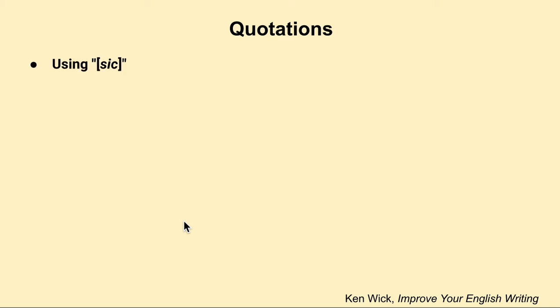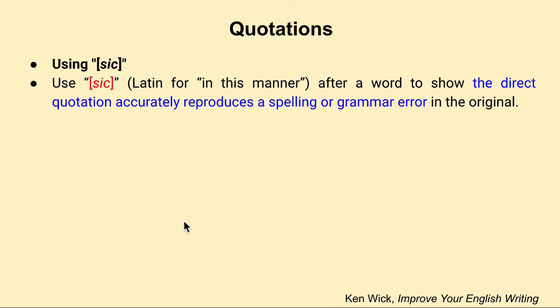So what about using sic? Sic, which is Latin for "in this manner," is used after a word to show that the direct quotation accurately reproduces a spelling or grammatical error in the original. Because people are going to read a mistake, you want to show that you didn't make the error when copying the direct quotation. The error is in the original, and to show that, you use sic. That's what it's made for.